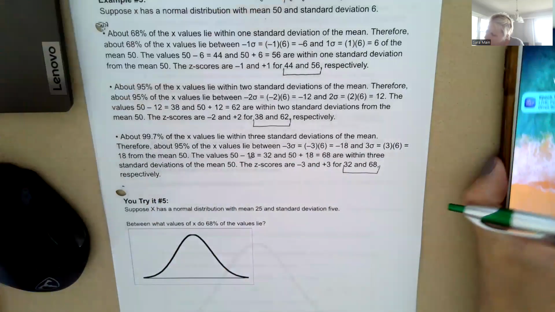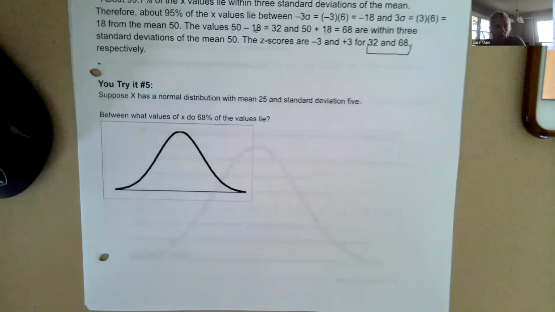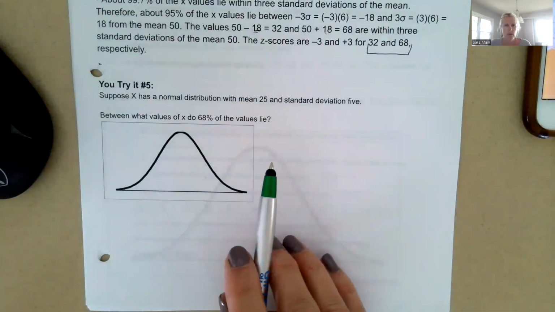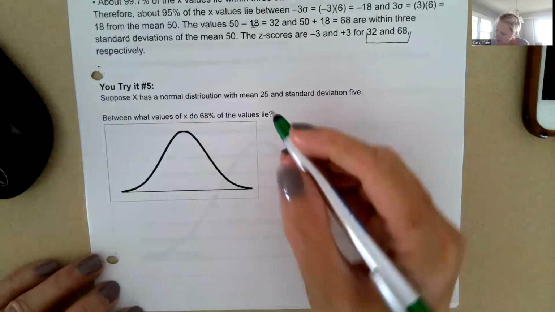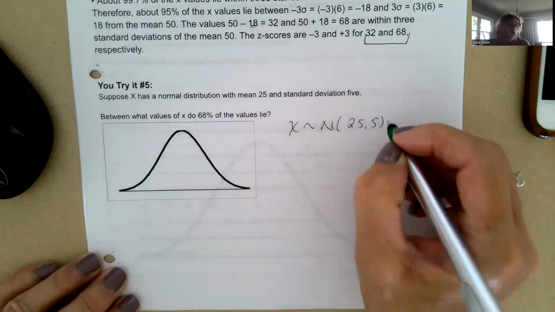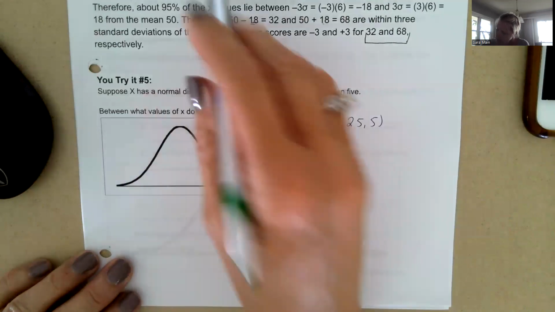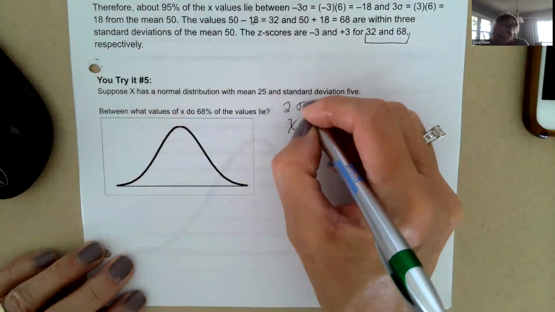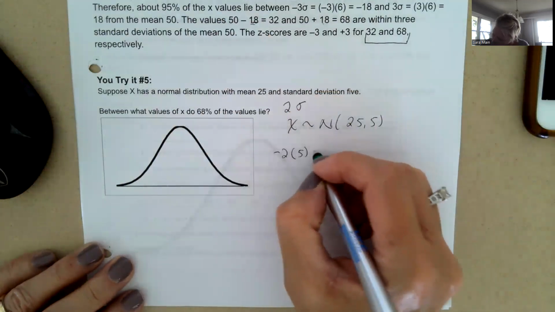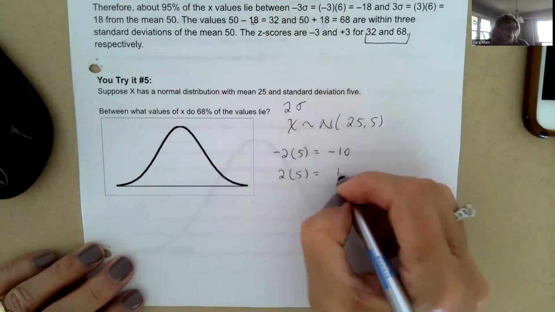So using the empirical rule, let's look at try it number 5 here. Suppose X has a normal distribution with mean 25 and standard deviation of 5. So X is normal at 25 and 5. Between what values of X do 68% of the values lie? So 68% is 2 sigmas, okay? So we're going to take a -2 and multiply it by 5. So we're going to subtract 10, and then 2 times 5 is a +10.